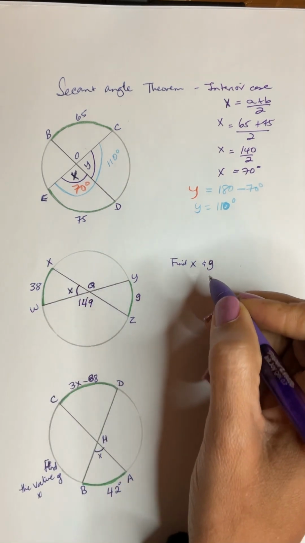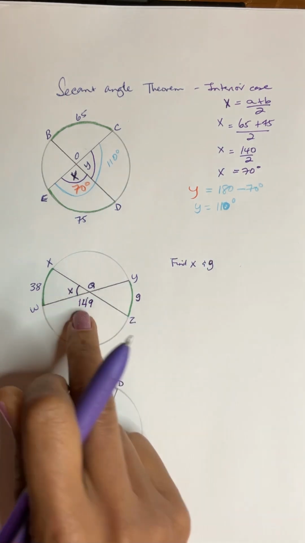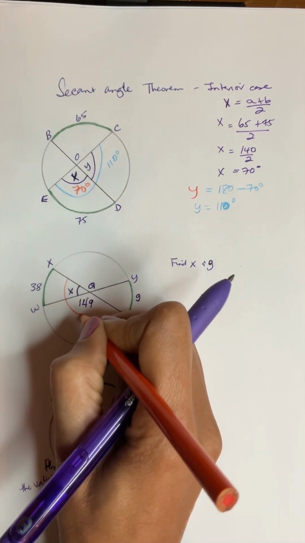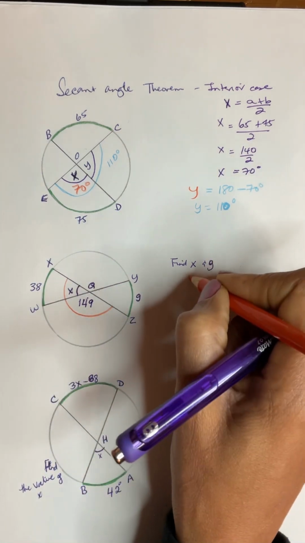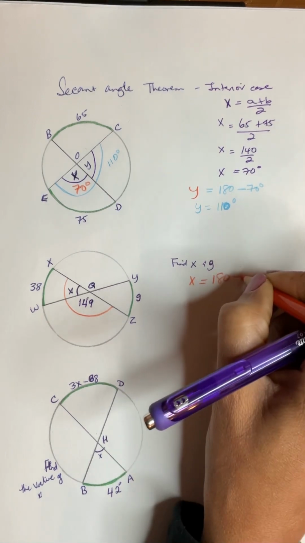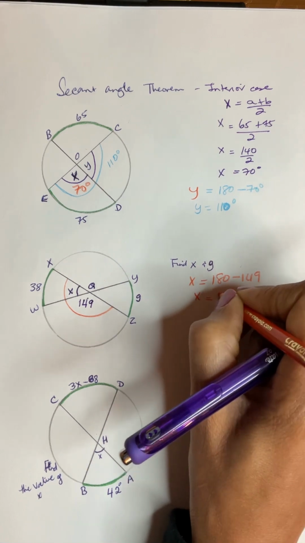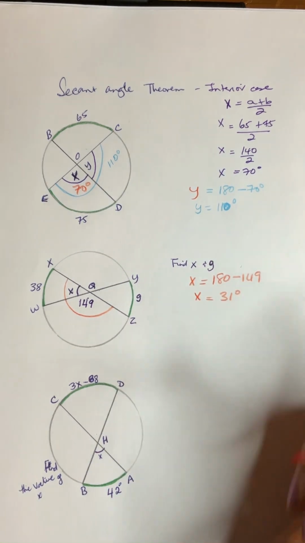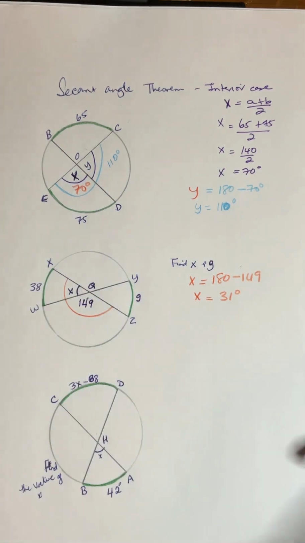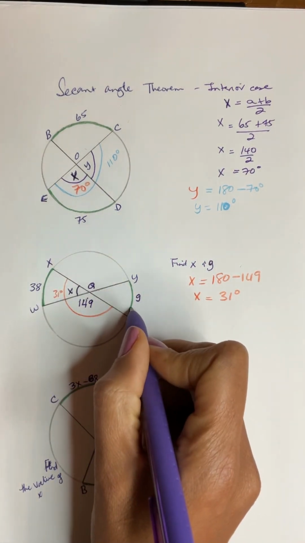In order to find X and G, first thing first, if this is 149, because this angle and X are on a straight line, X is going to be equal to 180 minus 149, which is X equal to 31 degrees. But we're not done. Now we know that this is 31 degrees for X. Now we need to find the measure of G.